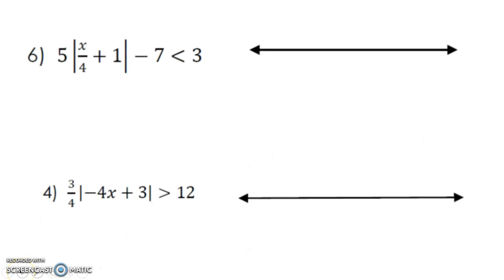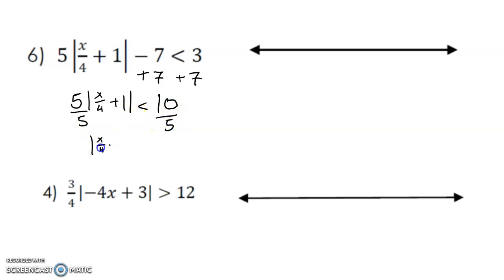So those two right there. Now you've got these last couple that we'll do right here. Just as we did with the first one, all these numbers on the outside of the absolute value bars need to go to the other side. So I'm going to go ahead and add the 7, so 5 times absolute value of x over 4 plus 1 is less than 10. Take that 5, divide it on both sides. Absolute value of x over 4 plus 1 is less than 2.